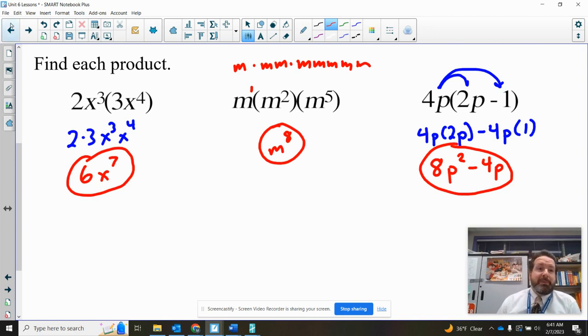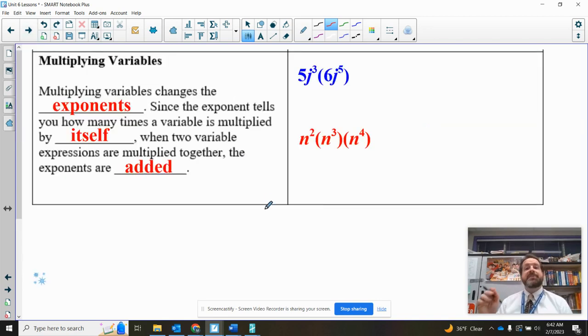This is your quick refresher on multiplying with exponents. So multiplying variables changes what their exponents are, the small numbers up top. Since the exponent tells you how many times a variable is multiplied by itself, when you multiply two variable expressions together, the exponents get added.